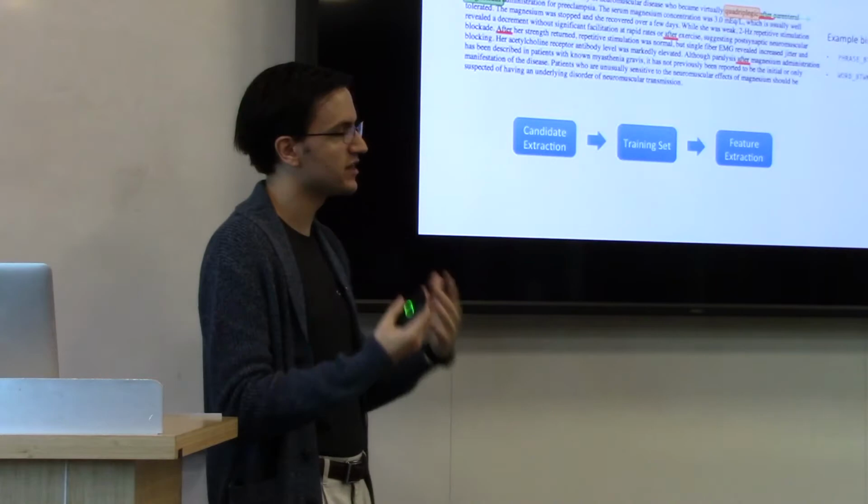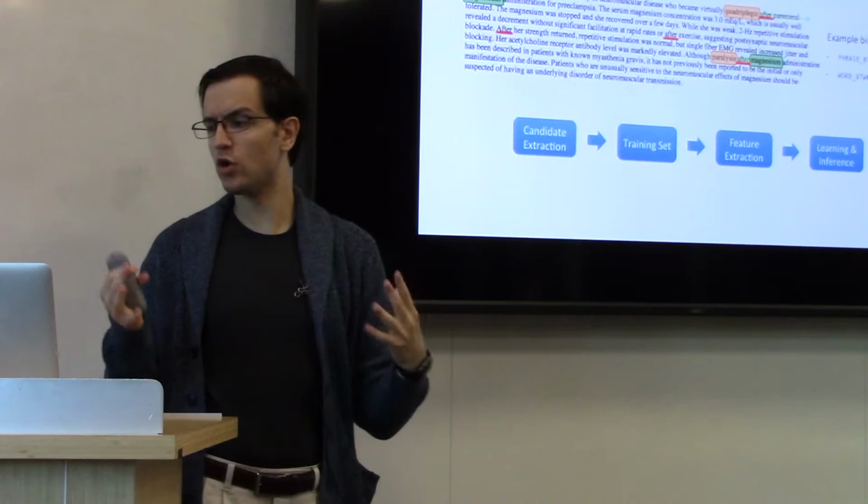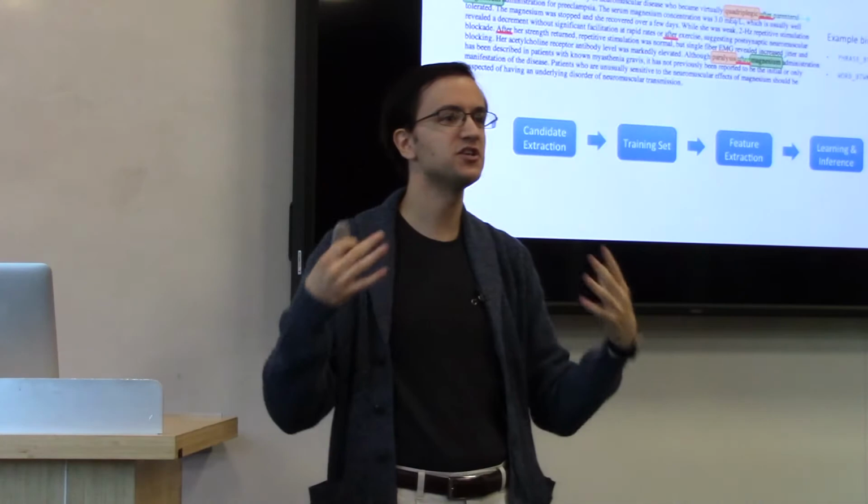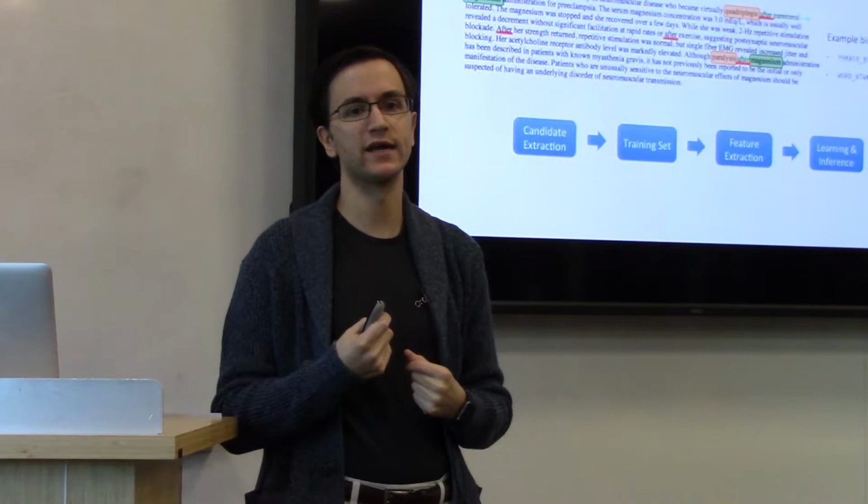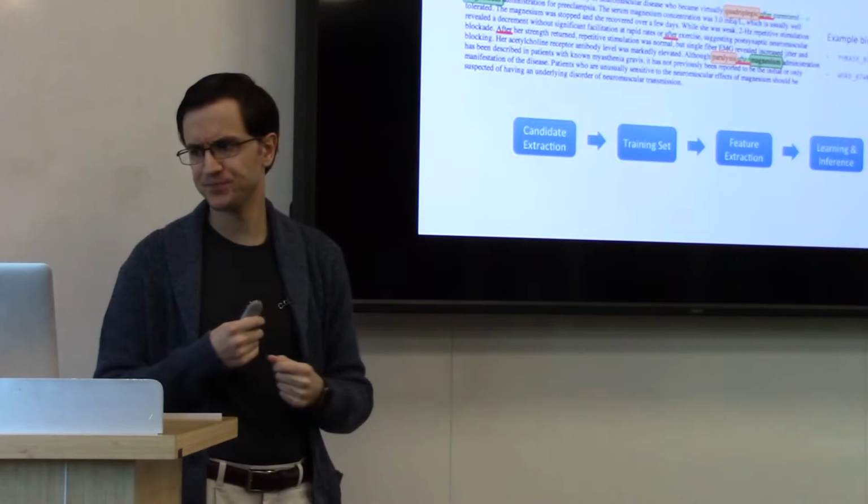And finally, once you've done all of that, then you can load it into some off-the-shelf classification library and learn parameters and actually do the machine learning to learn to predict back these decisions. So what's so hard about doing this? Where do people get stuck when they go to build these systems?